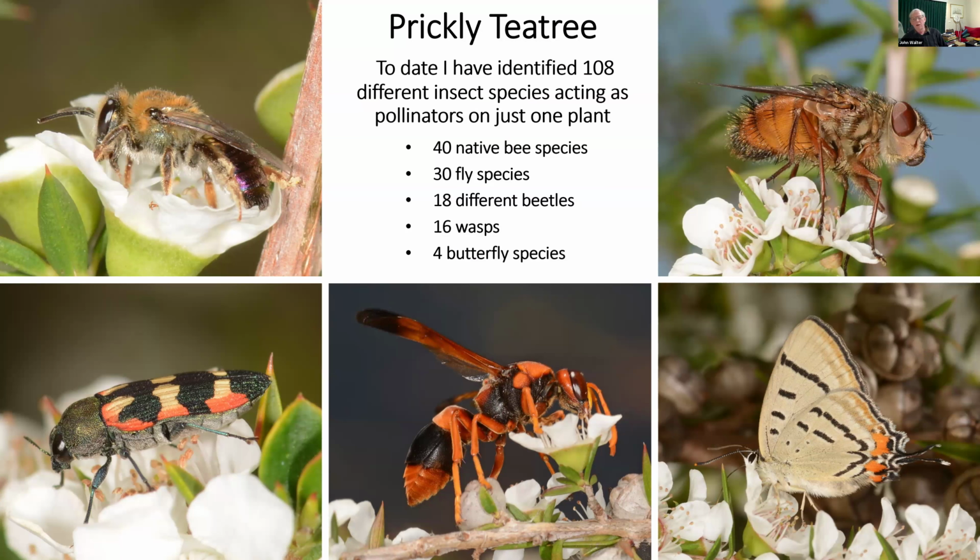And during those two weeks, I would probably spend several hours every day standing in front of this bush with my camera. And as you can see, there are 108 species, 40 different native bee species and so on, all recorded on just one bush. I live in rural, I'm not in a suburban situation, and I've got bushland nearby and lots of native vegetation around. So that certainly does help.